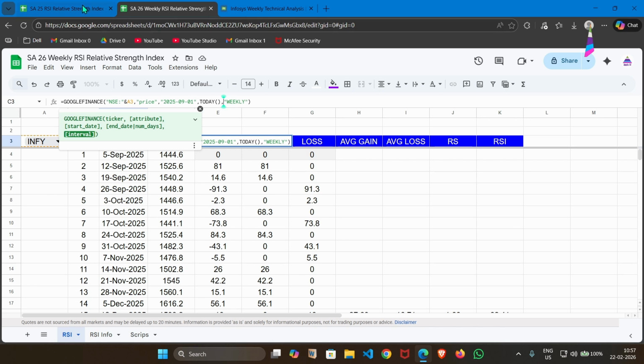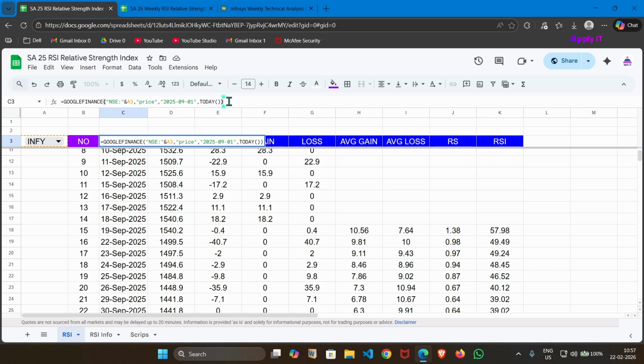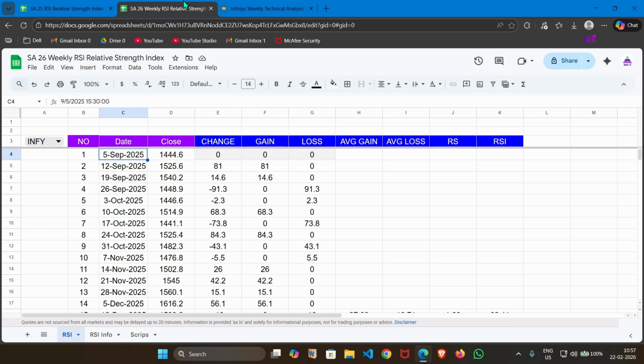So earlier, in case of daily RSI calculation, our formula was not using that interval. So by default, it is daily closing price. If you want to get weekly closing price, then you have to specify here the last parameter to Google Finance as weekly. And once we do that, once we hit that formula, we are going to get weekly closing price.